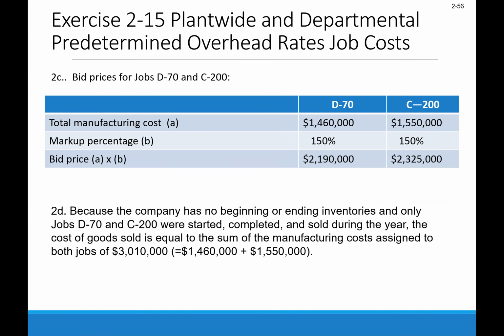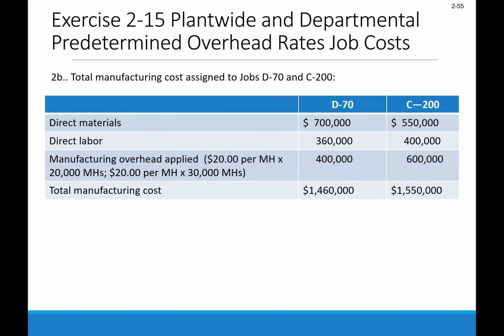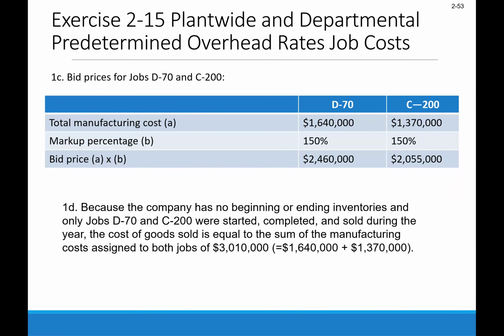If our bid price is 150% of the cost, we see what the bid price would be, 150% of both those costs, to see in that case what the bid would be on the D70 versus the C200. And in this case, we've got a manufacturing cost of $3,010,000 versus the other way, the manufacturing cost.